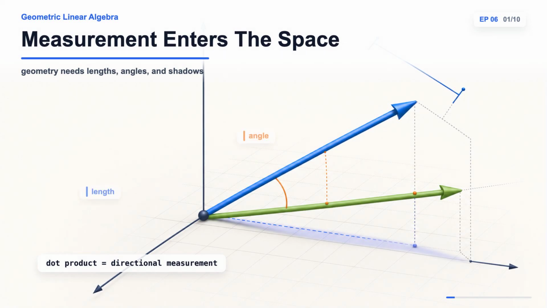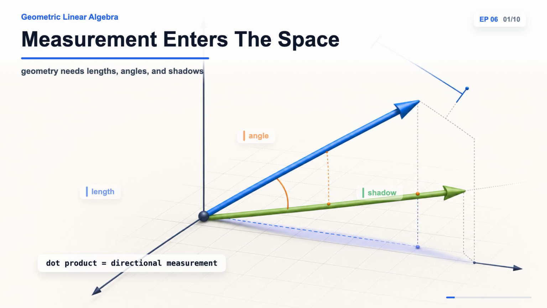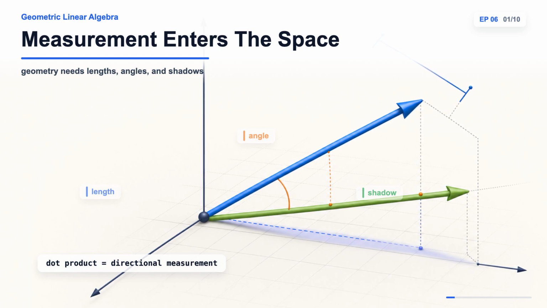So far, we have mostly asked what a matrix does to space. Rank told us how many dimensions survive, and the null space told us which directions disappear. Now we add measurement. To compare vectors geometrically, we need lengths, angles, and shadows. The tool that packages all of that into one number is the dot product. It turns the question, how much does one vector point in the direction of another, into something we can compute.